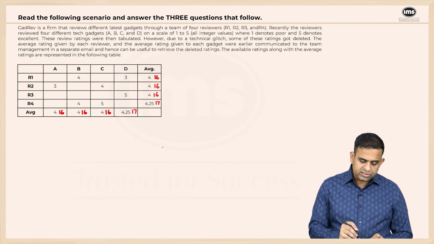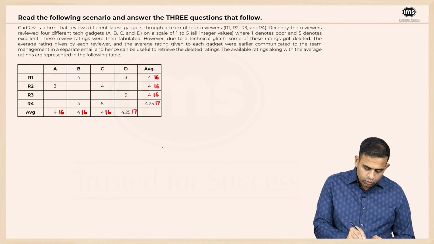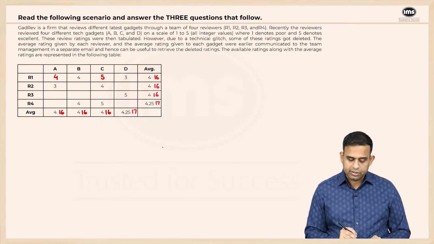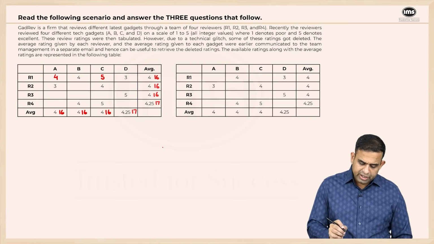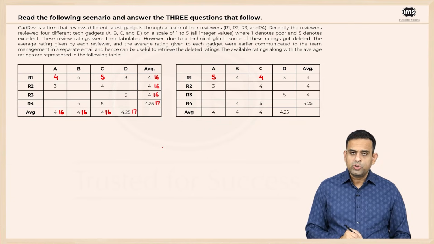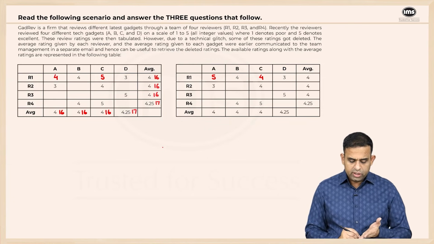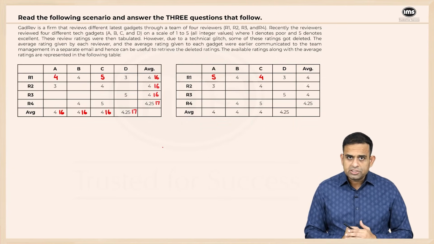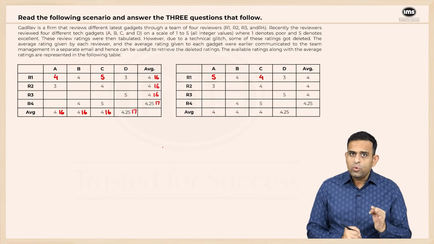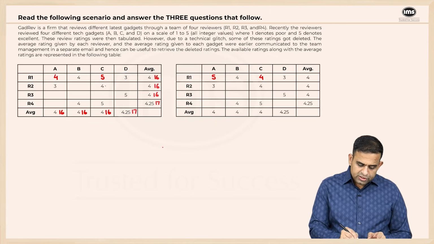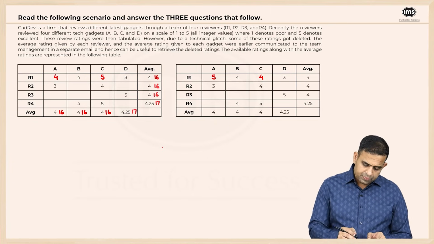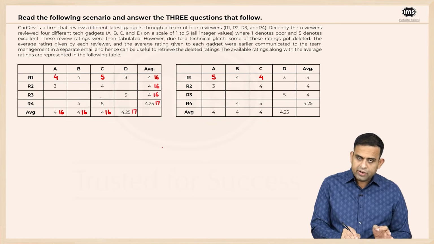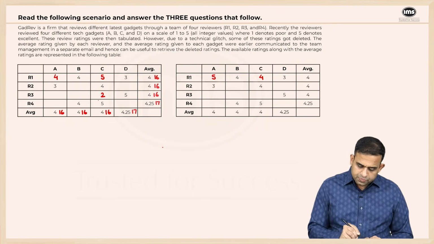So for example, if I take the scenario of R1 giving a rating of, let's say, 4 to gadget A, that means it has to be 5 to gadget C over here. And we can have the other possibility, which is R1 gave 5 to A and 4 to C over here. Now, the total rating received by gadget C from reviewers 1, 2, 3, 4 must be equal to 16. And in that particular column right now, only one value is missing. So 5 plus 4 plus 5 becomes 14. So the rating given by R3 to C must be equal to 2.